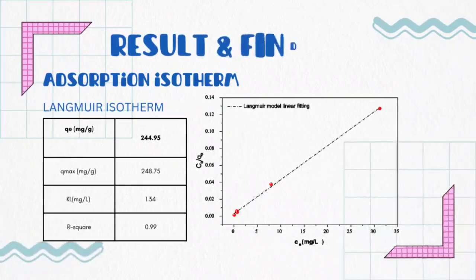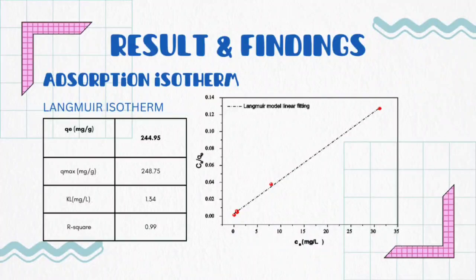For the absorption study, absorption isotherm was carried out. The first isotherm is the Langmuir isotherm. The Langmuir equation was used to fit the data, and the absorption parameters obtained, such as the maximum absorption capacity Qmax and the Langmuir isotherm constant, were shown in the table. The R-square values represent the coefficient of determination, which assesses the goodness of fit of the Langmuir model.